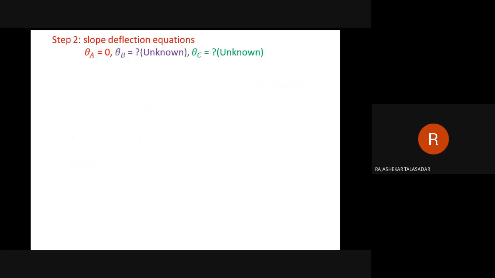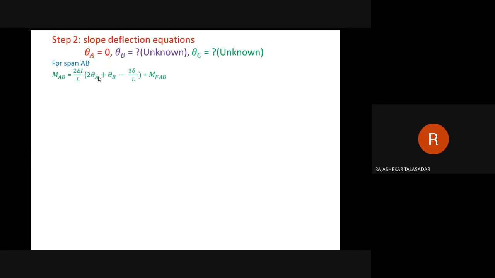Okay. Next, now you need to write slope deflection equations. Already I have written theta A is 0, theta B and theta C are unknowns. So for the first span, what is the formula there? MAB equals 2 EI by L, 2 times the slope at the left end, plus 1 time the slope at the right end. You have to remember it like this: 2 EI by L common, 2 times the rotation at the left end, plus 1 time the rotation at the right end, minus 3 delta by L, plus the fixed end moment.